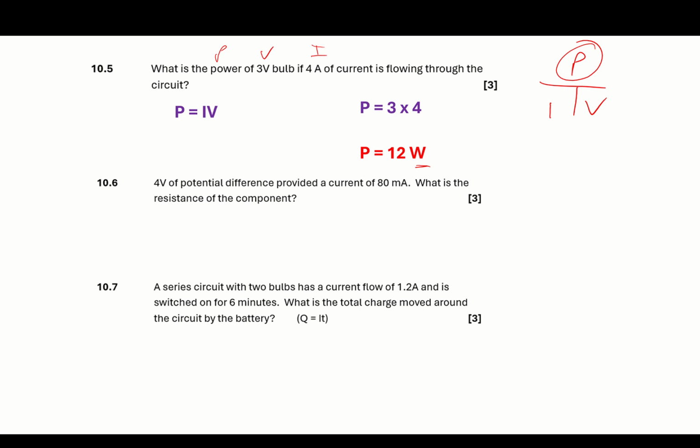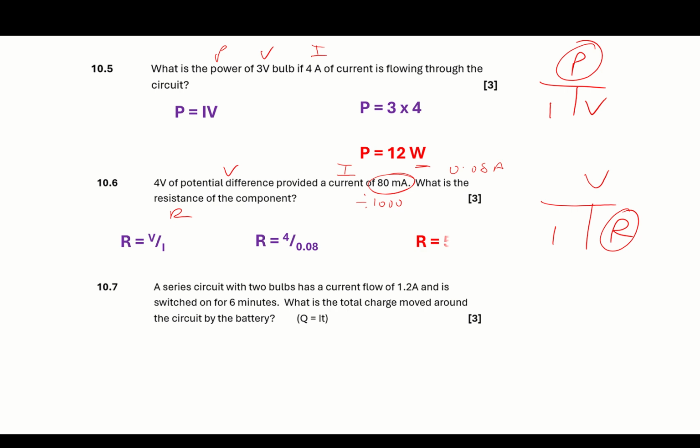4 volts potential difference, so that's V. Provided a current I, what is the resistance? Okay, no problem. It's I'm very rich again. The difference is I've got to divide that by 1,000 because it's milliamps to get 0.08 amps. And now I'm away. So R equals V over I. We want to find out that. That's going to be 4 divided by 0.08. The resistance is 50 ohms.